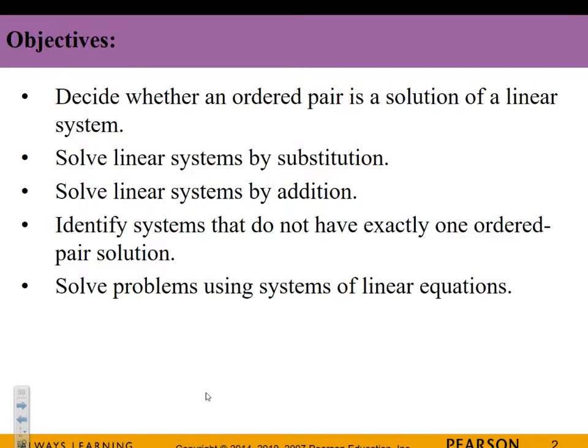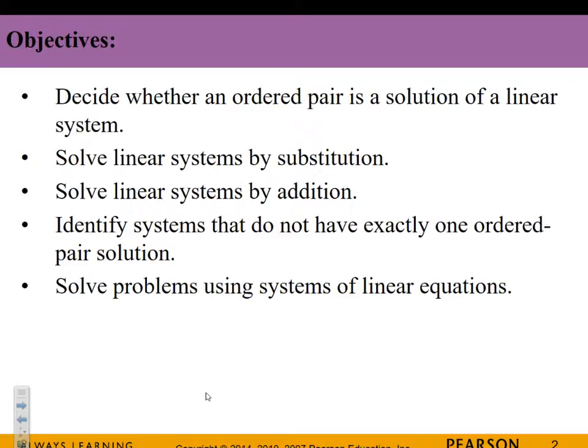The objectives. We are working with systems. We're starting the unit. It's all systems. Today you should be able to decide whether an ordered pair is a solution to a linear system or not. I think we already know how to do that one, yes? Yeah. Okay, so maybe I'll do a couple sections. We're supposed to be having them done in one week.